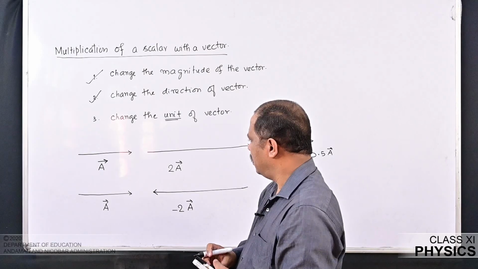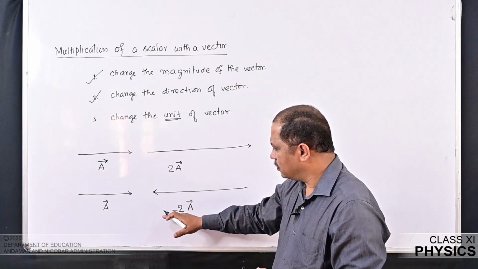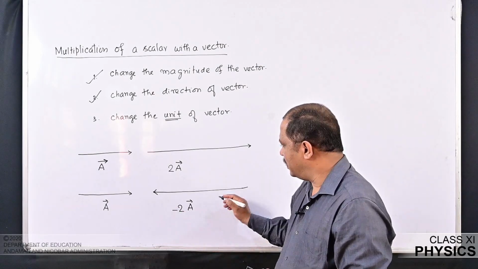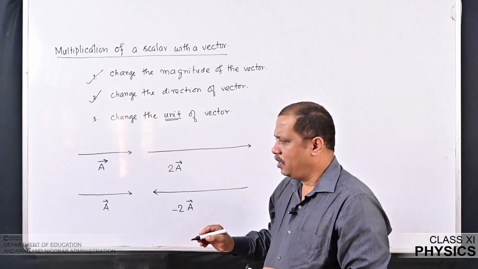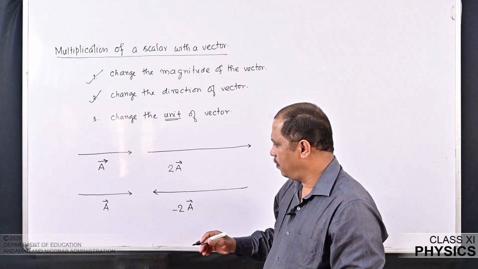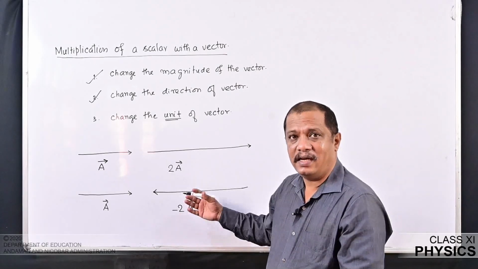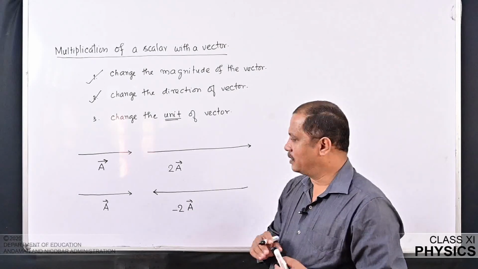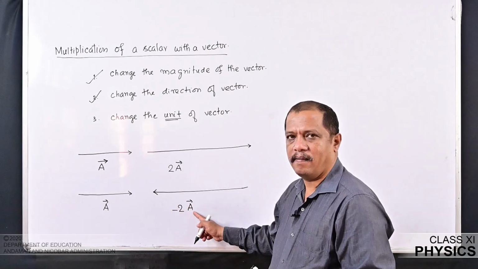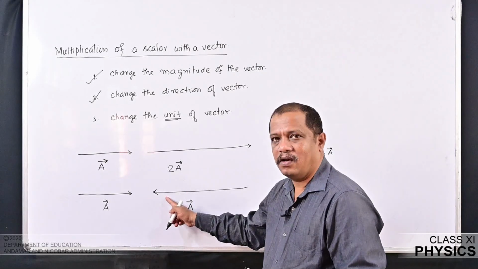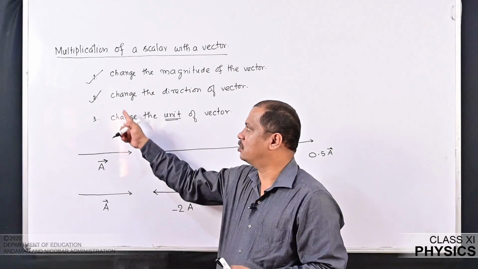If that is the case, then a question arises: if we multiply with a negative scalar quantity, the direction is exactly opposite. Is it possible to have any other direction by multiplying a negative scalar quantity to a vector? No. Exactly, when we multiply a negative scalar quantity with a vector, the direction of the resultant vector will be anti-parallel to the parent vector. This is what it means.